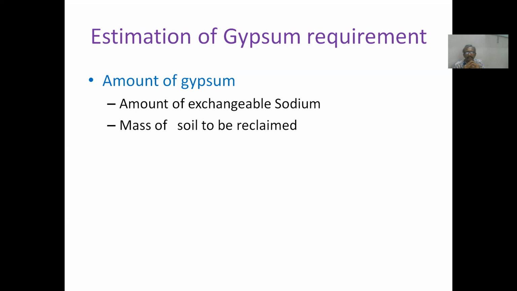The amount of gypsum needed depends on how much exchangeable sodium exists in the soil, which has to be estimated, and on how much mass of soil we are going to reclaim, which should also be known. In a sodic soil, if you take a profile, you may have 60, 90, or 120 centimeters of total depth with a lot of sodium. Removing all the sodium from the entire depth is not possible, and also not needed.